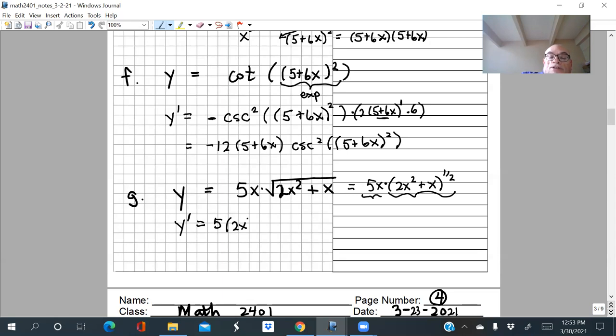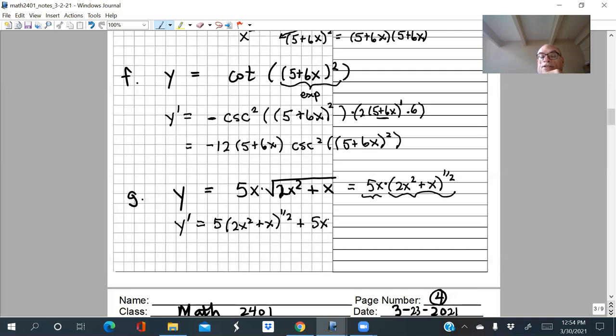We keep the 2x squared plus x to the 1/2 power, right? Okay. Then you add in, keep the 5x, and then take the derivative of the second part, the 2x squared plus x to the 1/2 power, okay? So you interchange taking derivatives, right? That's the product rule. I know y'all have already practiced that one, so maybe you forgot the name of it, but that's called the product rule.